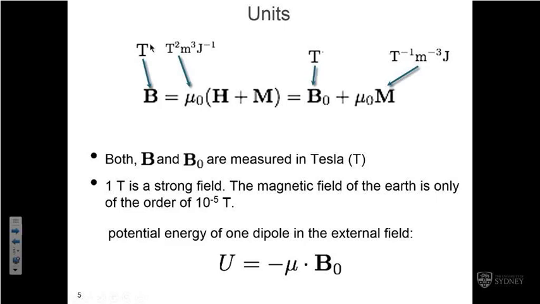Now, if you have one dipole and you put that into an external field, the potential energy of that magnetic moment is equal to minus mu dot product with B. Okay?